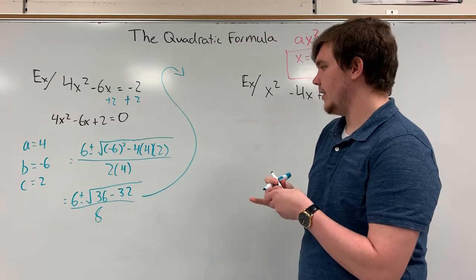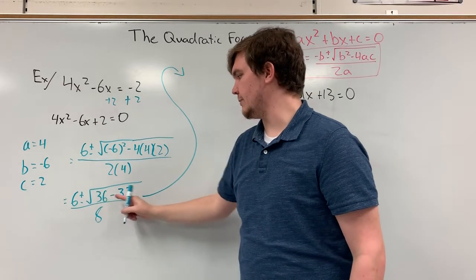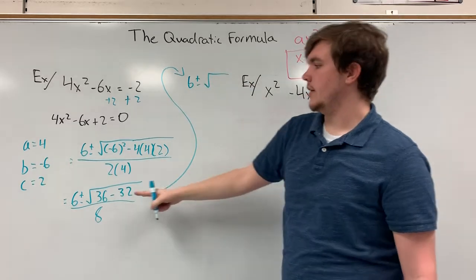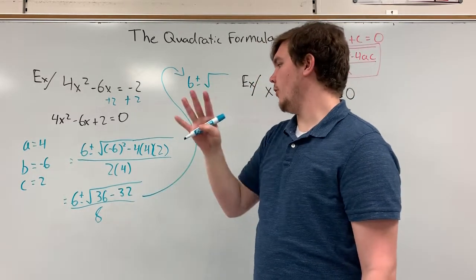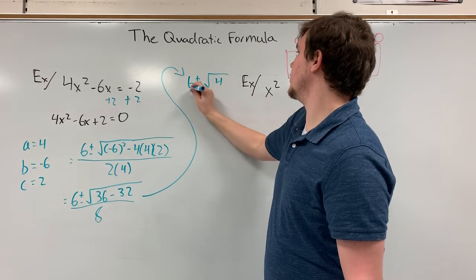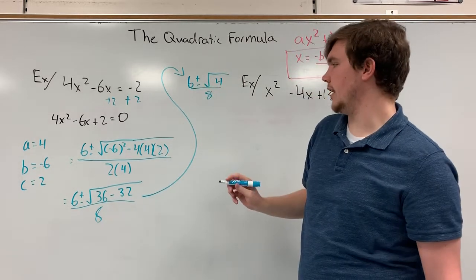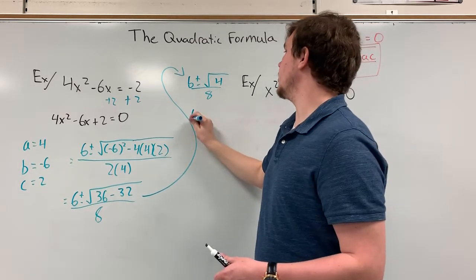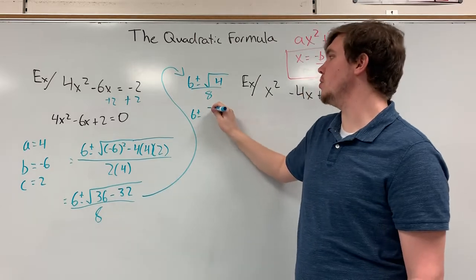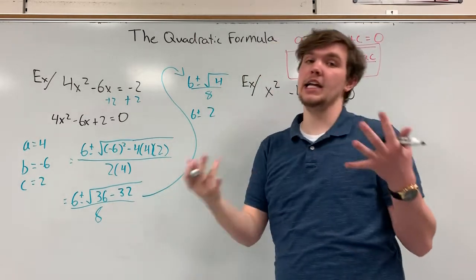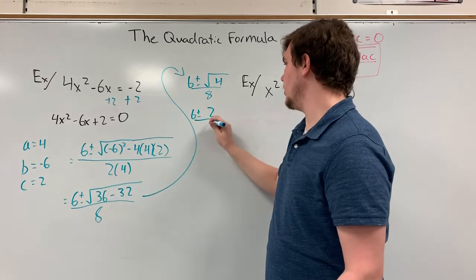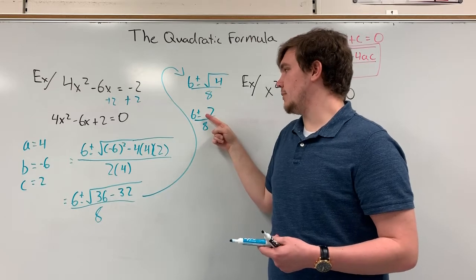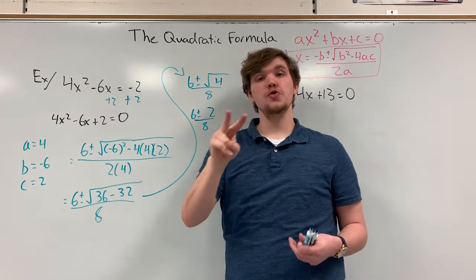Now I really just have this 36 minus 32. So I still have my 6 plus or minus the square root of 36 minus 32, which is 4, and that's all over 8. Now the square root of 4 is a really nice number. It's a perfect square, so the square root of 4 is just 2. And that's all still over 8. Since I have this plus or minus in here, it really means I have 2 answers.